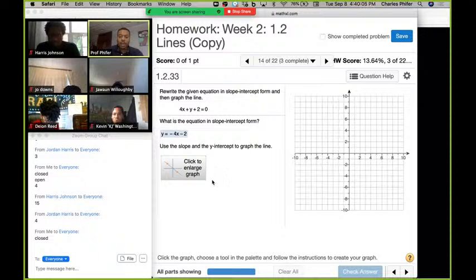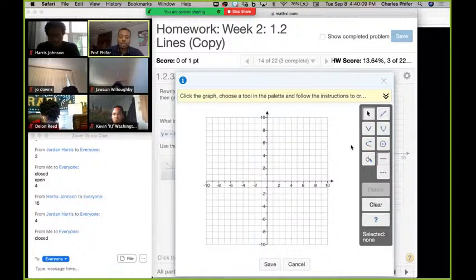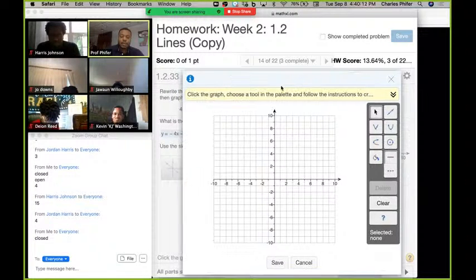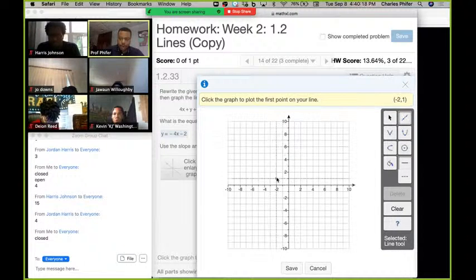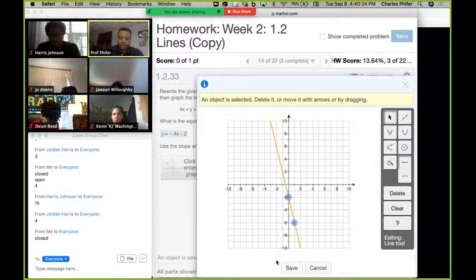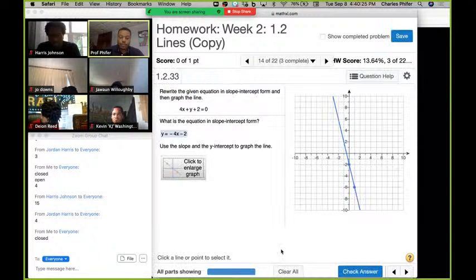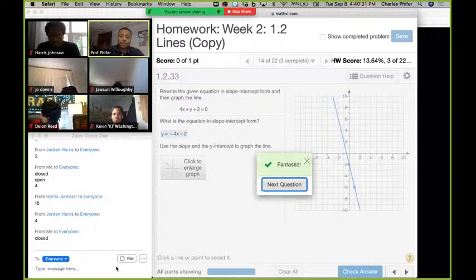Use the slope and the y-intercept to graph the line. Okay, we can graph this. Negative 4x minus 2. So the y-intercept is negative 2. Go down 4 and right 1. That's the graph. Check the answer. Awesome.